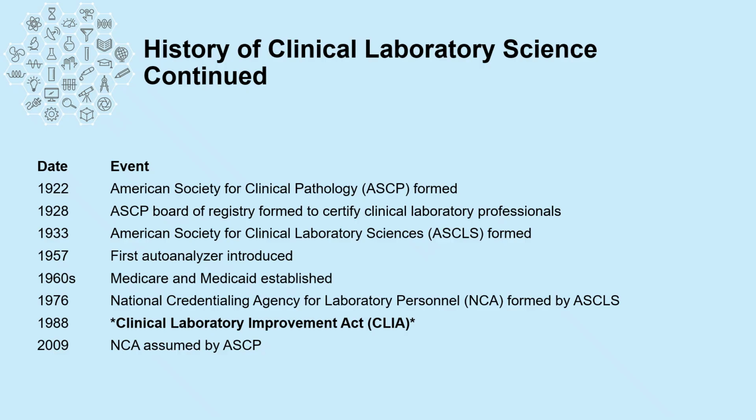So moving forward into the 20th century, in 1922, we had the formation of the American Society for Clinical Pathology, which is going to help pave the way for a more systematic approach for performing routine laboratory testing. Then in 1928, we identified the need for not only a systematic approach for laboratory testing, but also some type of competency for trained laboratory professionals. So the ASCP Board of Registry formed a certification exam for laboratory professionals. Then in 1933, the American Society for Clinical Laboratory Scientists was formed.